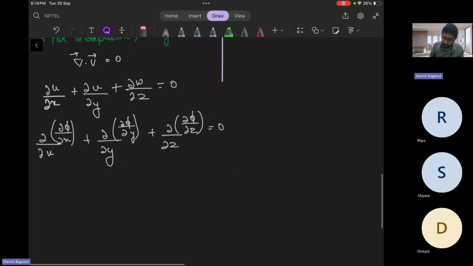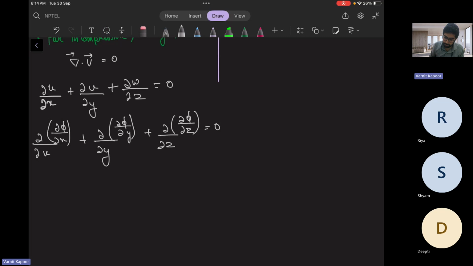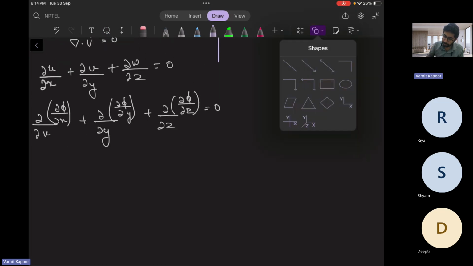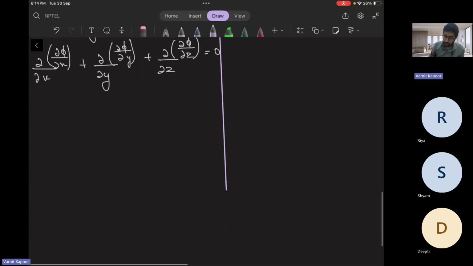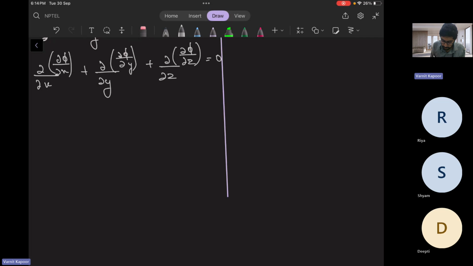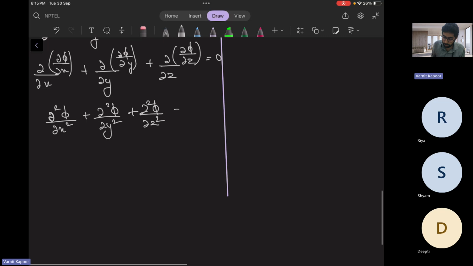Okay, so what can we write? Let me extend this more. You can say that dou square phi by dou x square plus dou square phi by dou y square plus dou square phi by dou z square is equal to 0. And that is nothing but one of the formulations of the Laplace equation. So that is del square phi is equal to 0.